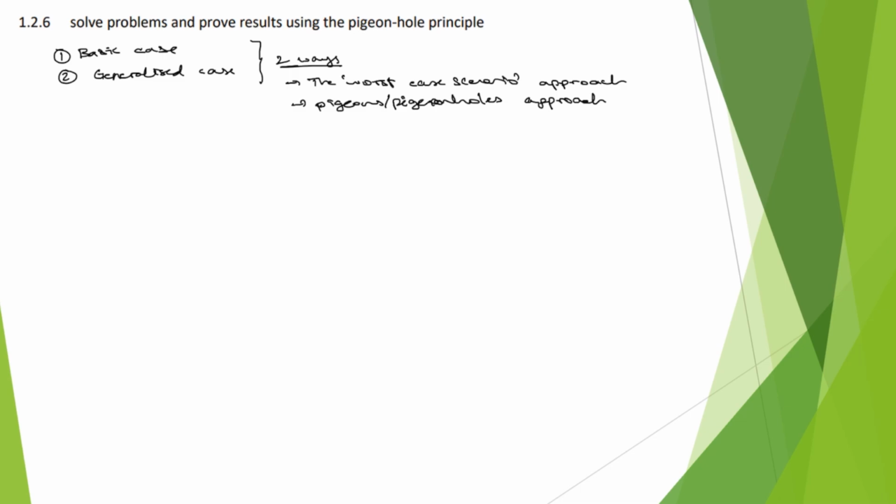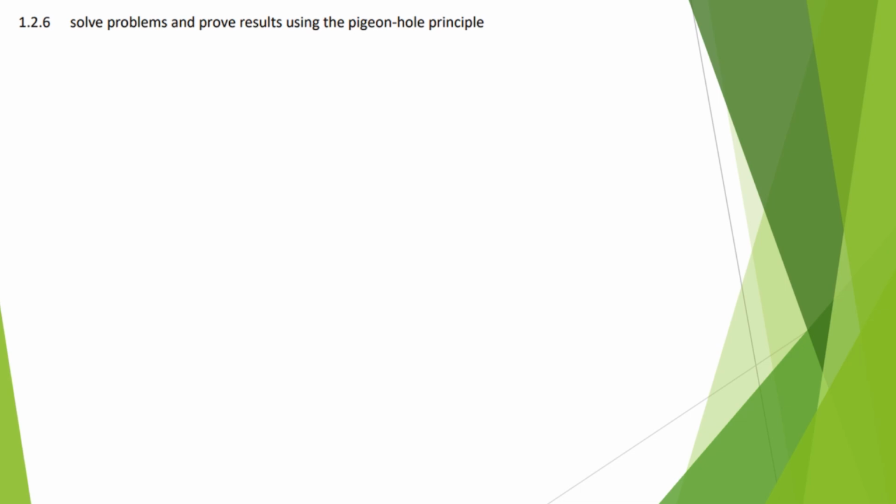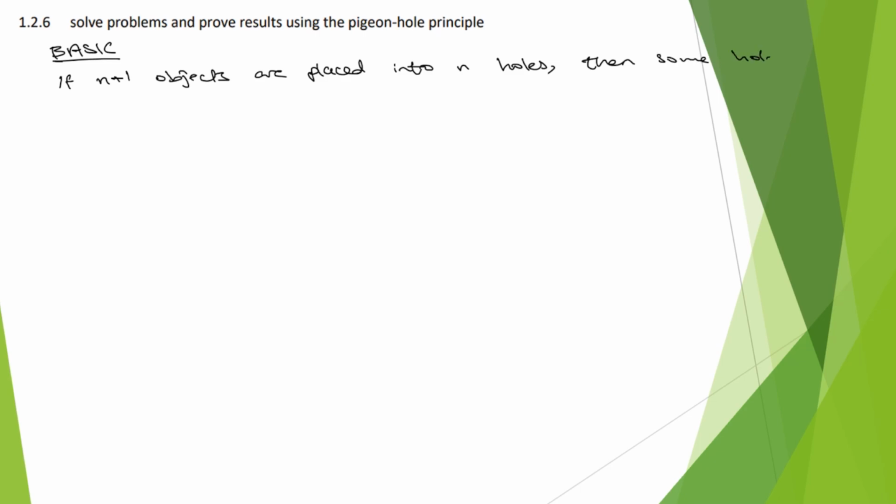So, to start off with the basic case, what the pigeonhole principle says is that if n plus 1 objects are placed into n holes, then some hole contains at least two objects.